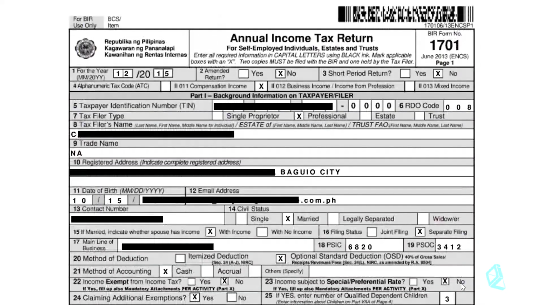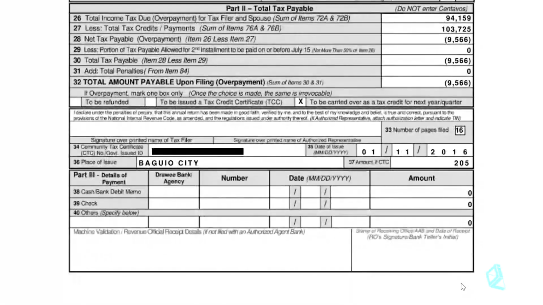So this is how your annual income tax return would look like if you are a self-employed individual, i.e. a professional or a small, medium enterprise, sole proprietorship. So this is how your income tax return would look like. Again, this was filled out using the eBIR form software provided by the Bureau of Internal Revenue.